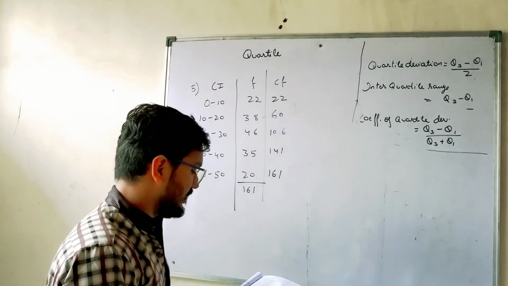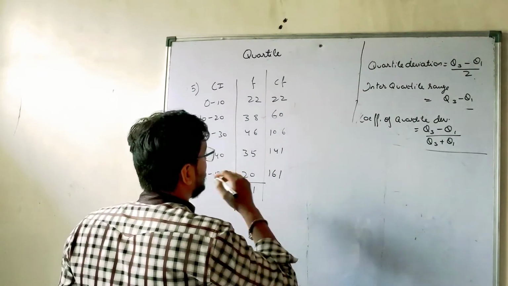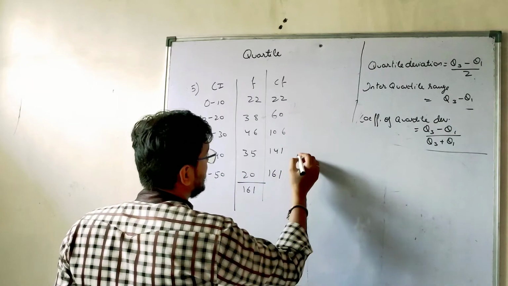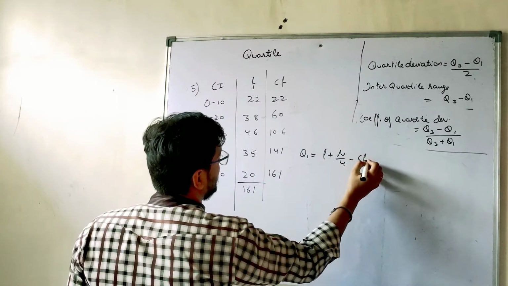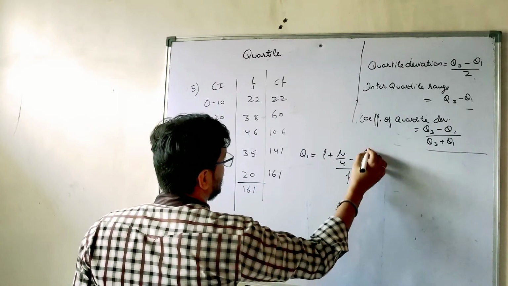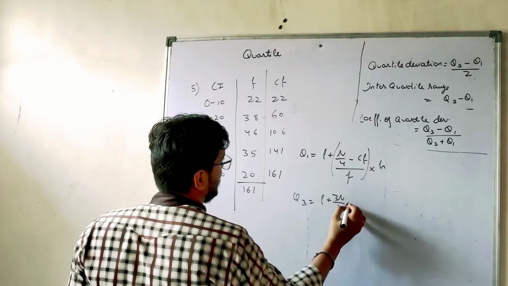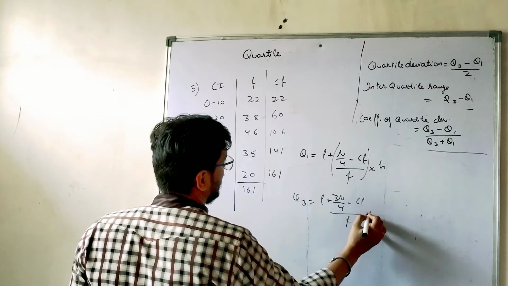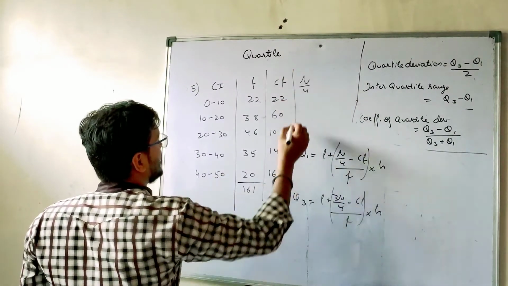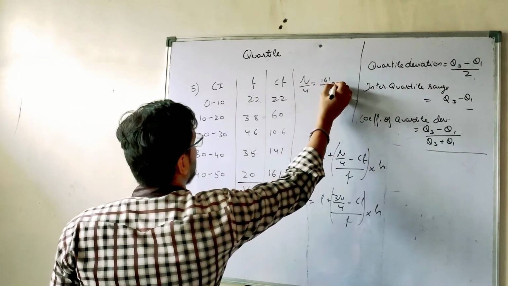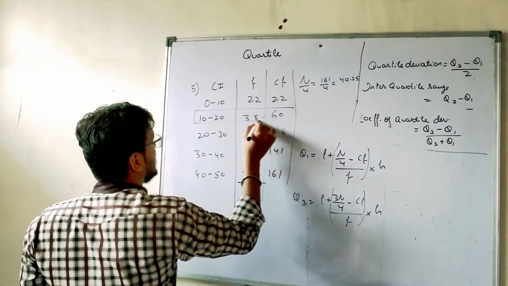So Q1 and Q3 we have to determine. So formula for it will be same as this median formula. So Q1 is equal to L plus n by 4 minus CF upon F multiplied by H. Q3 will be equal to L plus 3n by 4 minus CF upon F multiplied by H, right? So n by 4 is 161 upon 4, 40.25. So it will lie in this range, right?